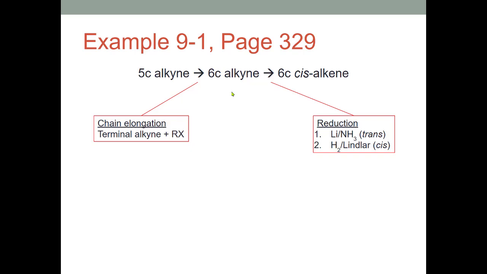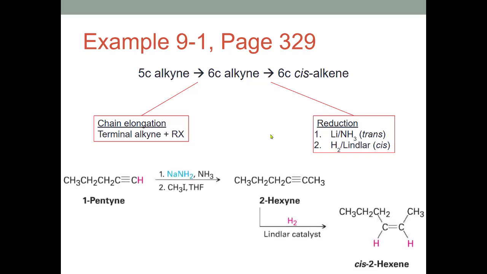Or you could think backwards and say, well, I need to make a cis alkene. I know how I could have done that from an alkyne that had the right number of carbons, and I would do it this way, one of these two things. So you can go forward or you can go backward, it doesn't matter. But once you do it, either way, you'll come up with this idea.